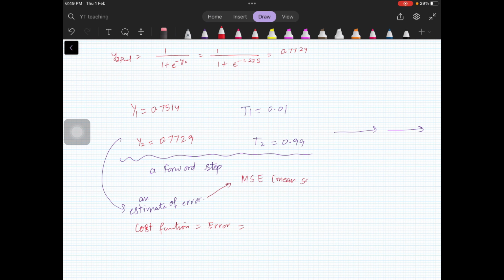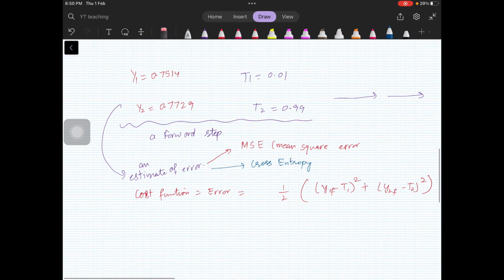There can be simple things like mean square error, which is nothing but half of your y1 final minus t1 squared, and then you have your y2 final minus t2 squared. So you can have this as your mean square error. But I just want to mention that there are other ways to measure your error. For example, you can have cross entropy. We'll discuss in later videos what exactly cross entropy is. Depending on the complexity, but mean square error does a pretty good job, so we don't have to worry about anything.